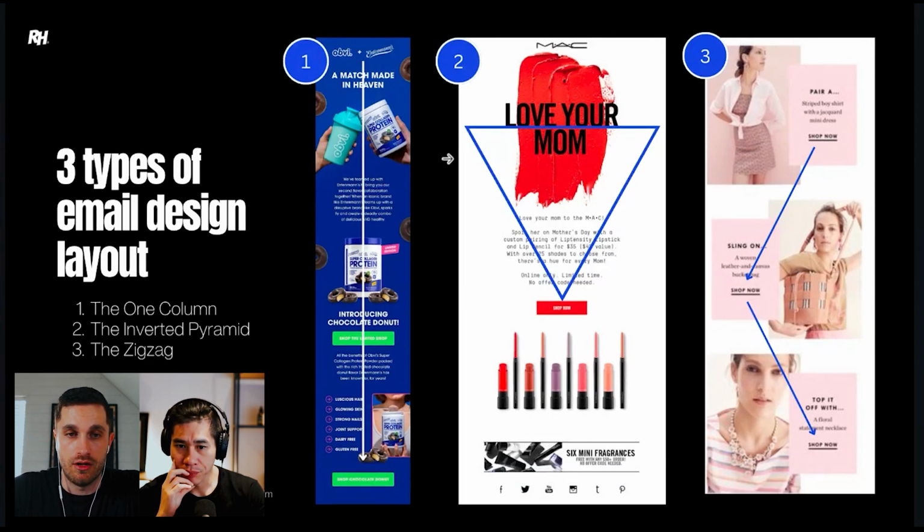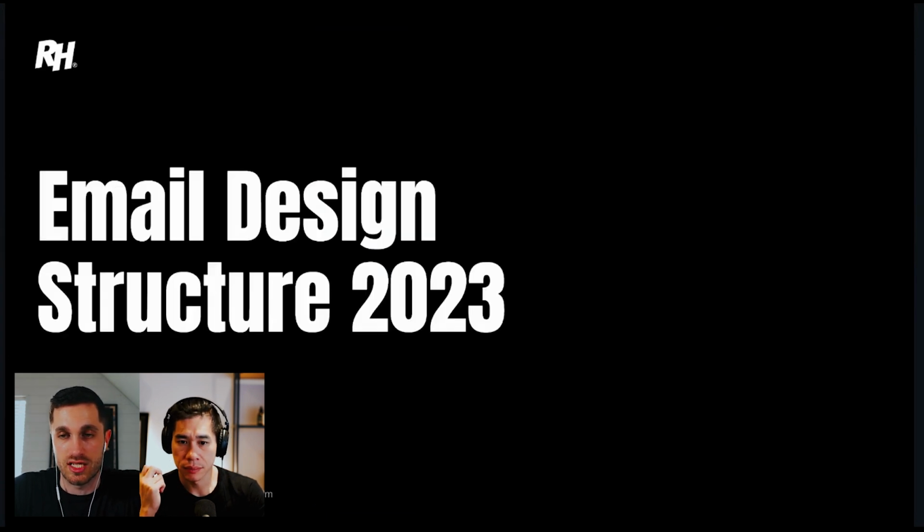Another one we call the inverted pyramid, as you can see right here, where things go from left to right and then down. And then the zigzag. I think I showed some examples like that earlier. So those are some big email design layouts that help you think through which layout you want to use. Pick one of these three, and then you can just focus on design elements and, obviously, copy.